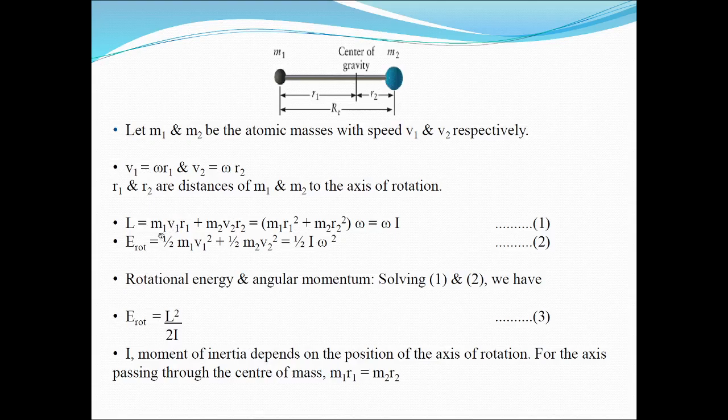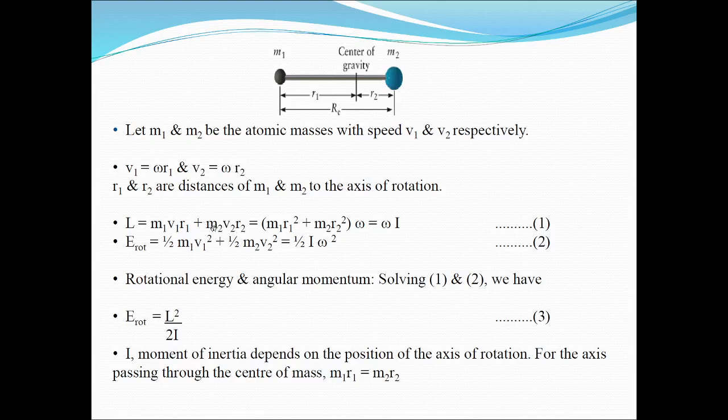So you will get L is equal to m1 omega r squared, and you can take the omega out. The same applies to the second body, m2 omega r squared. Here you substitute v2, where v2 is equal to omega r2.